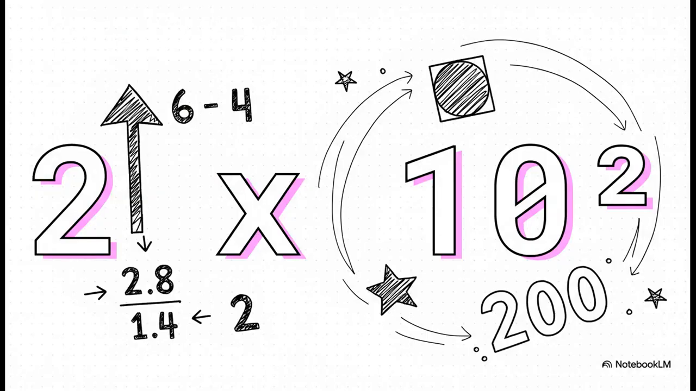And look how simple the answer becomes. 2.8 divided by 1.4, that's just 2. And when you divide powers, you just subtract the exponents. So 6 minus 4 is 2. Our final answer is 2 times 10 to the power of 2. Or, just 200. Way easier.